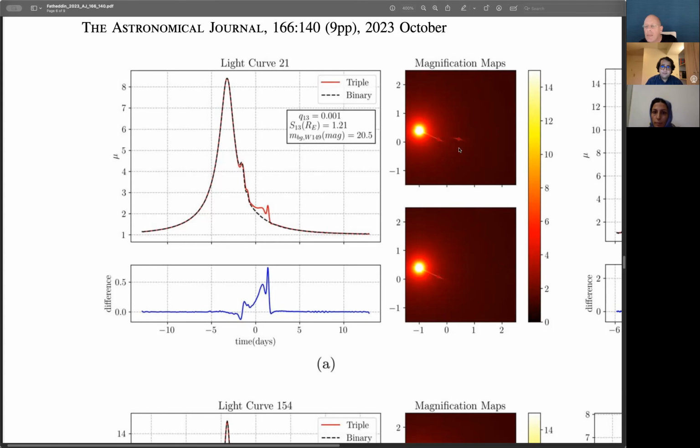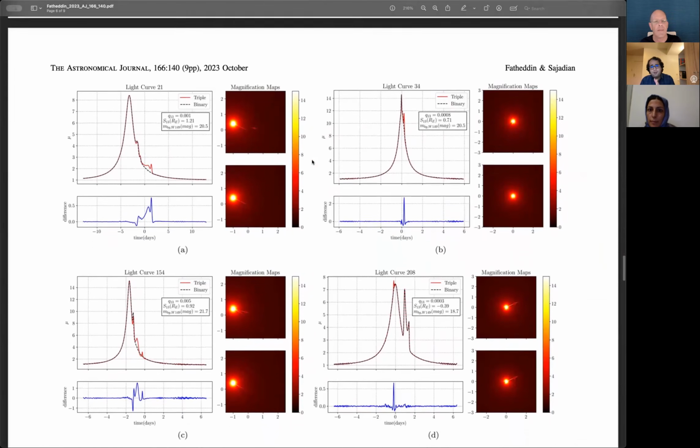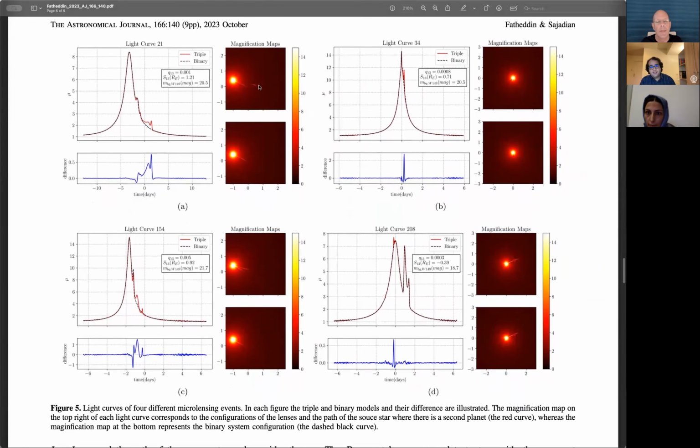If these peaks, if these data are detectable through Roman, we will call it detected, to give us more insight into whether Roman is capable of detecting those kinds of systems. We can also see the corresponding magnification maps on the right side of the plot. The upper one corresponds to the triple configuration, which is the red curve, and the one at the bottom corresponds only to the binary configuration, where we have only the star with one planet.